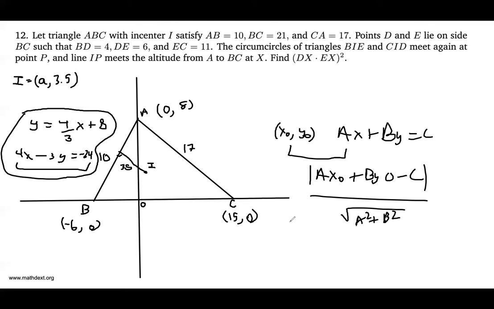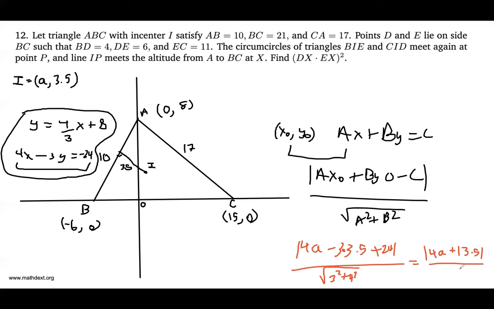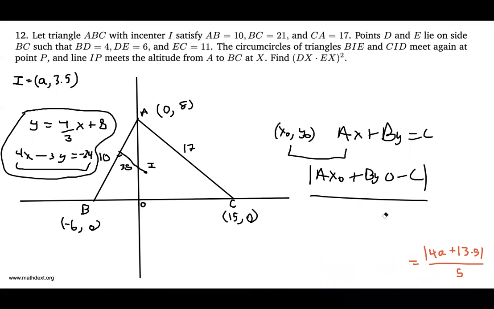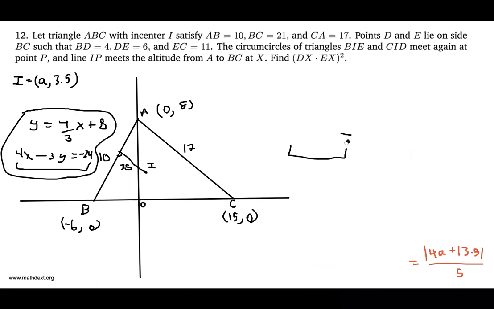So we can plug this into the formula to get that the distance from point I to line AB is the absolute value of 4a minus 3 times 3.5 plus 24, over 5. Or should I say the square root of 3 squared plus 4 squared? And if we simplify this, we get the absolute value of 4a plus 13.5, over 5. And once again, we know that this distance should be equal to 3.5 because the distance from I to every side is 3.5.